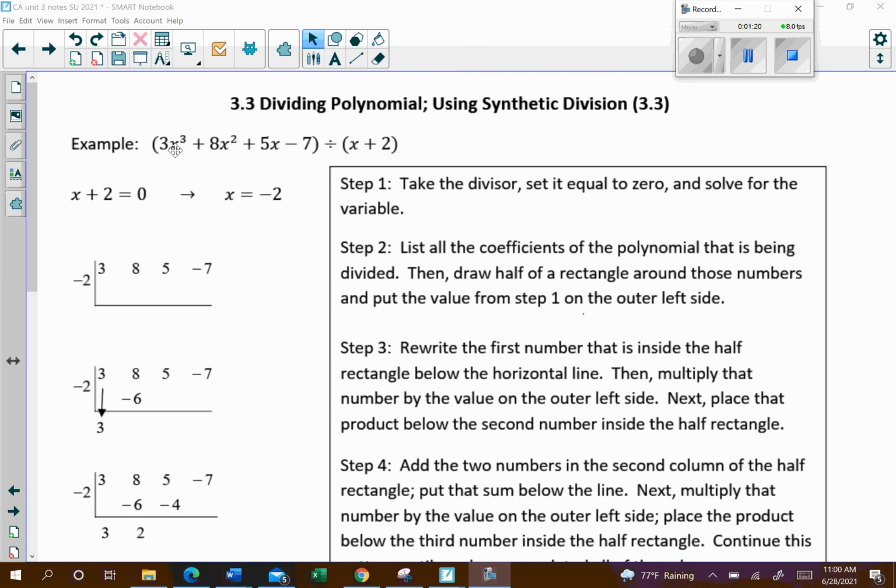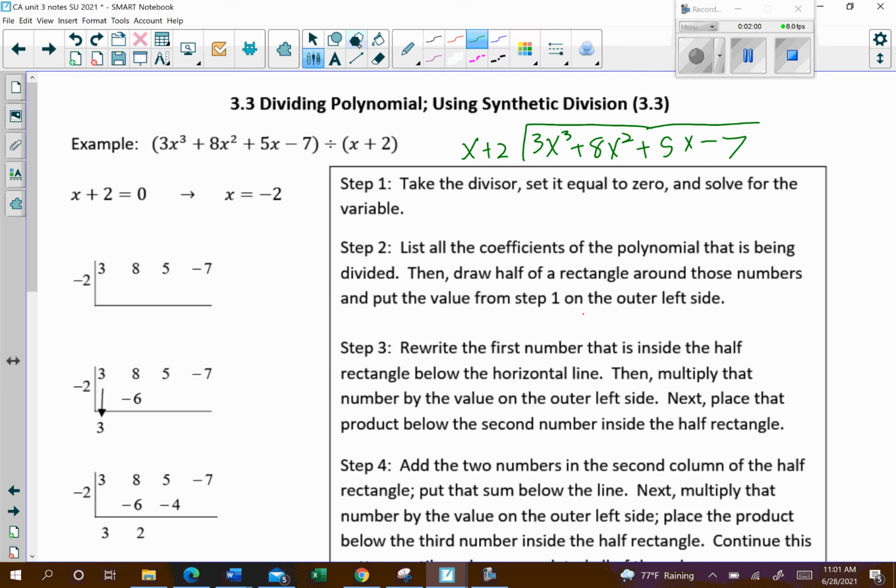We have 3x to the third power plus 8x squared plus 5x minus 7, and we're going to divide it by x plus 2. The way synthetic division works, you might have done long division before, and long division would be where we would take the x plus 2 and divide it into 3x cubed plus 8x squared plus 5x minus 7 and so on. There's a way of doing this, and it can get a little messy. What synthetic division does is actually the same thing. It just simplifies the process for us.